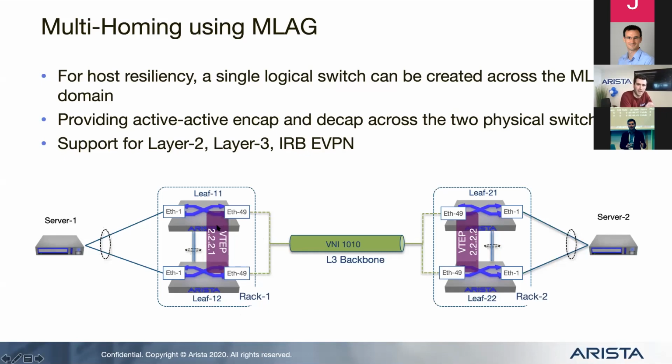It can encapsulate it into VXLAN, into MPLS, and send it across the layer 3 backbone, or we could use it in conjunction with layer 3 EVPN for routing between subnets, or with integrated routing and bridging to do both of the above.